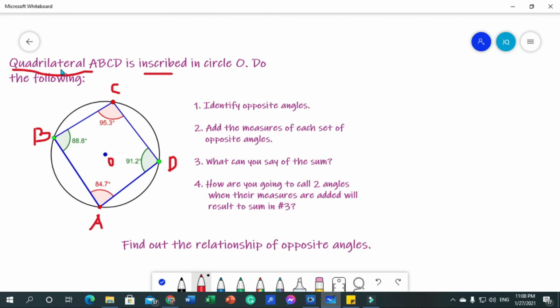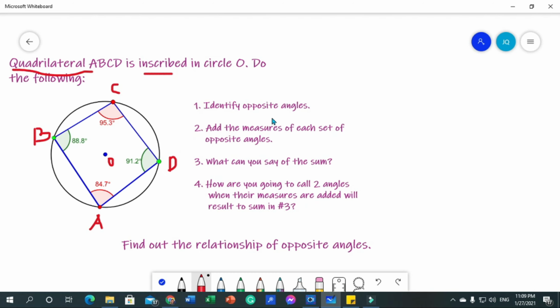When we say quadrilateral, this is a figure having four sides. So AB is one side, BC another side, CD the third side, and lastly DA the fourth side. And when you say inscribed, it is inside the circle. Its corners are on the circle. So now let's do the activity step by step.